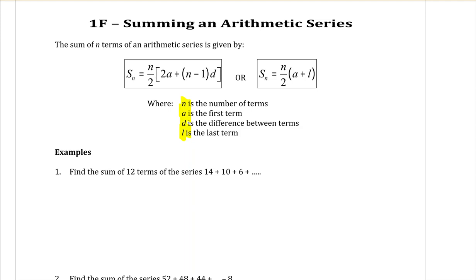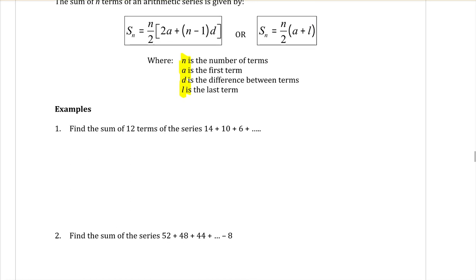Okay, so example 1, if I want to find the sum of the first 12 terms of the series 14, 10, 6 plus ... let's write down what we know. We know that we want to sum 12 terms, so n is going to be equal to 12. We know the first term, which is a, is the 14. And by looking at that series, hopefully we can work out d. What is d? Minus 4. Don't forget the minus, it's going down.